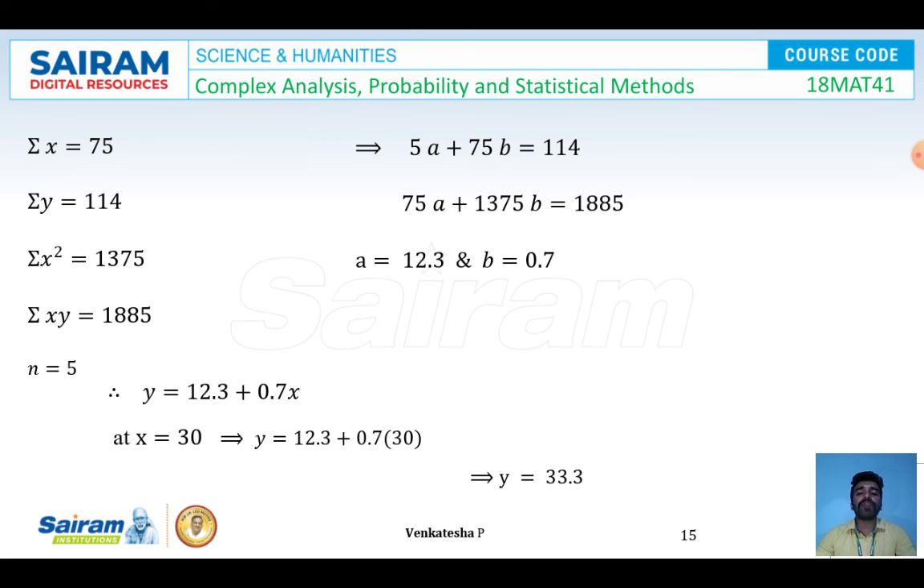By simplifying these equations, I got the constant values a is equal to 12.3 and b is equal to 0.7. So therefore the straight line equation y is equal to a plus bx leads to y is equal to 12.3 plus 0.7x. Now we're supposed to estimate the dependent variable value when x is equal to 30. For that, I'm replacing x is equal to 30 in this equation. So I got y is equal to 12.3 plus 0.7 into 30. So y is equal to 33.3.